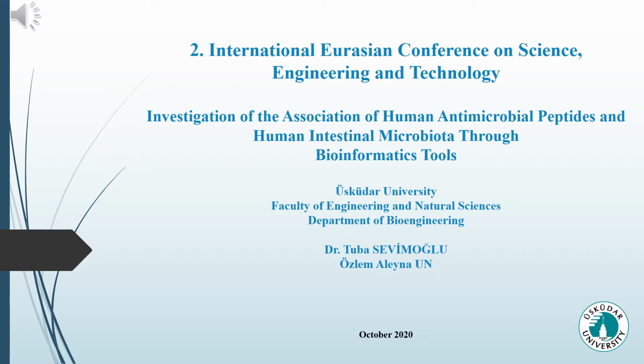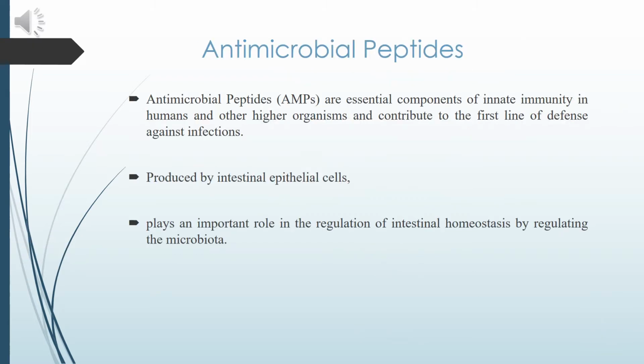Today I would like to present a topic that we prepared with Özlem Arena. It's the investigation of the association of human antimicrobial peptides and human intestinal microbiota through bioinformatics tools. Antimicrobial peptides are essential components of innate immunity in humans and other higher organisms, and they contribute to the first line of defense against infections. They are produced by intestinal epithelial cells, and they play an important role in the regulation of intestinal homeostasis by regulating the microbiota.